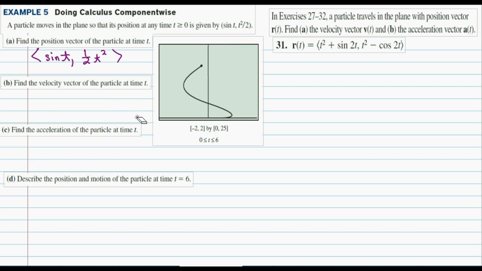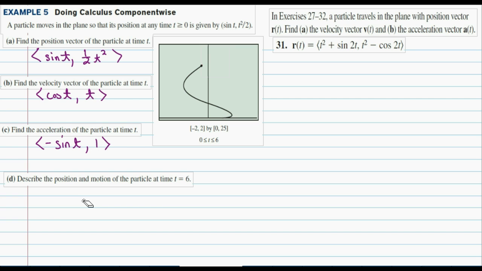So the velocity vector of the particle at time t would be the change in x, comma, the change in y. So we're going to take the derivative of the x expression, so that's cosine of t, and then the derivative of the y expression, so that's just t. Find the acceleration of the particle at time t. So the acceleration is then again going to be the derivative of the x expression for velocity and then the derivative of the y expression for velocity.